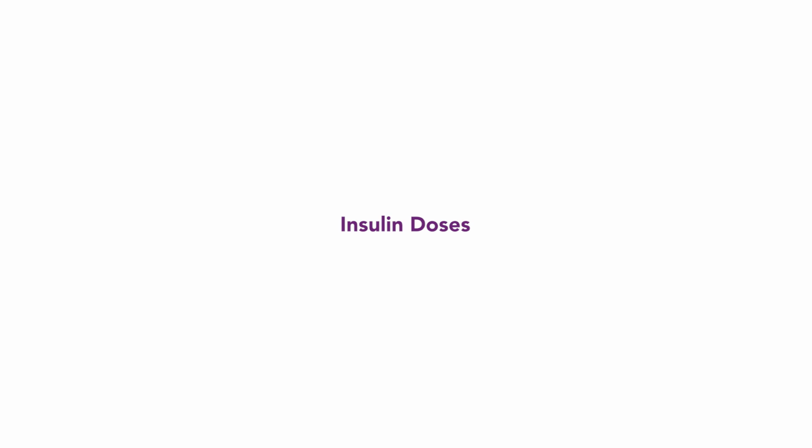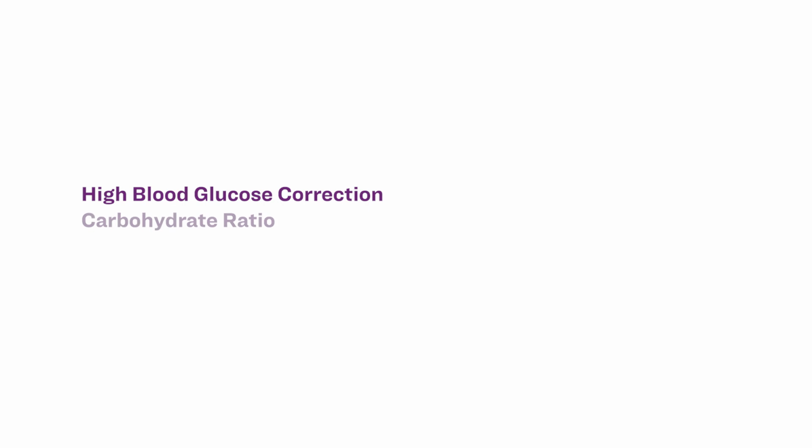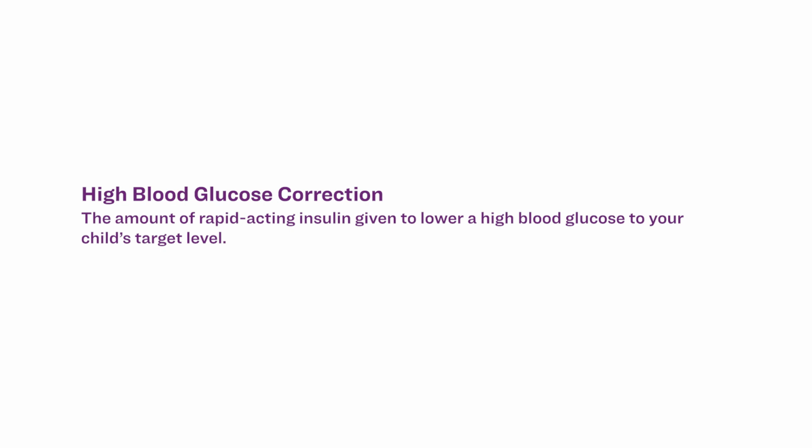Your child's insulin doses for rapid-acting insulin will be made up of two separate parts. One part is called the high blood glucose correction, and the second is the carbohydrate ratio. We will now explain them both.